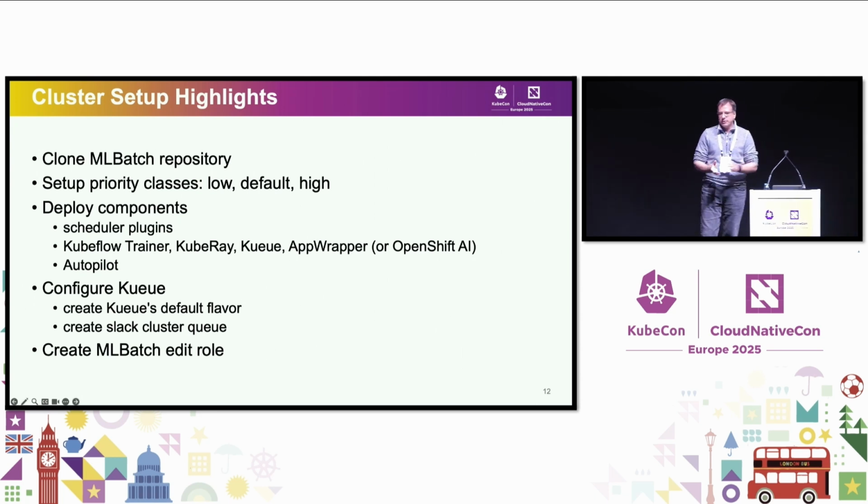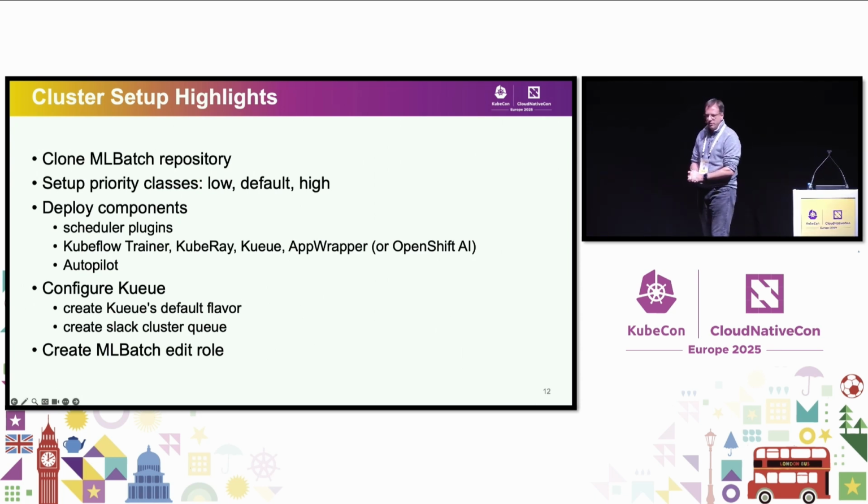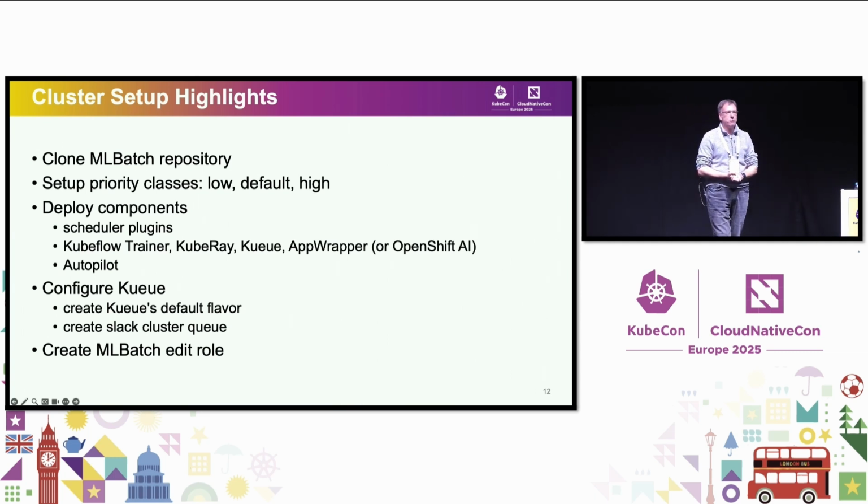To start with, the cluster setup is pretty straightforward. You can do this by cloning the repository where we have all of our supporting tools or scripts and so on. We set up priority classes on our cluster. In practice, we've seen that having low, medium, and high priority AI workloads is enough for what we need. We deploy the key components. Some of them are scheduler plugins, some of them are operators. We're going to actually talk about each one of them in sequence in the next hour or so, and so I'm not going to describe them more here.